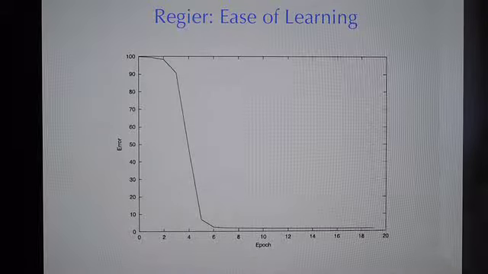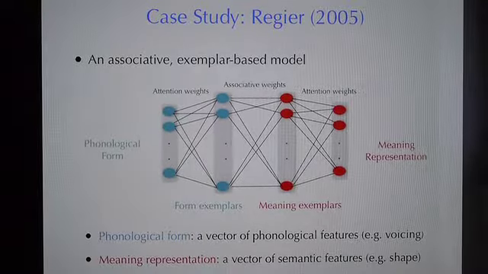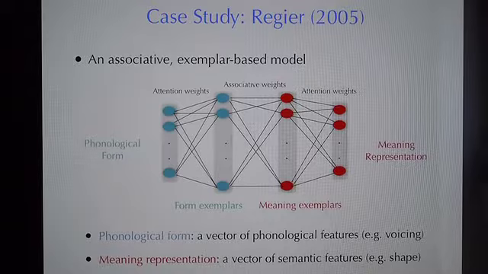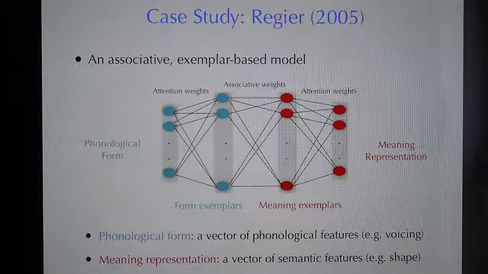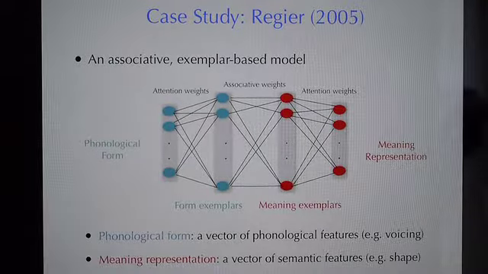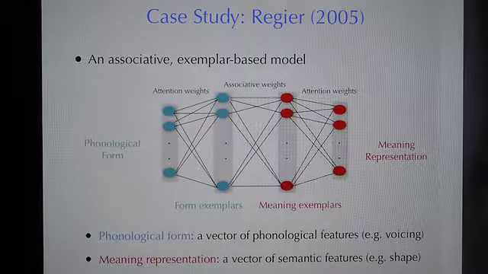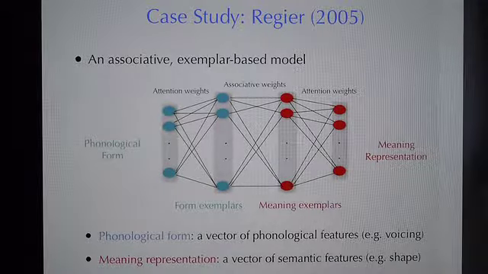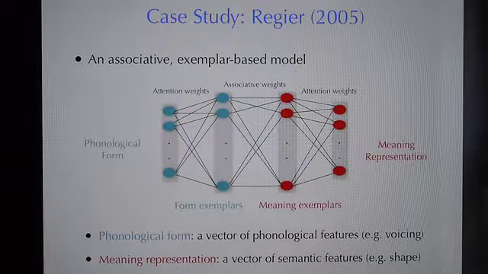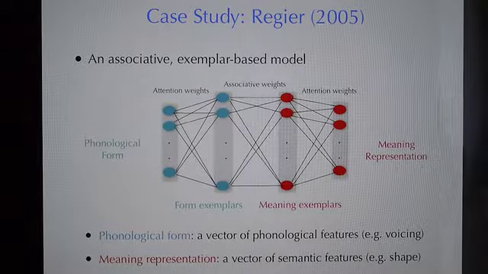So what Regier does is train the model by giving it a phonological form, letting it predict the meaning representation, and then giving it feedback. If the model has made errors, then it has to readjust all these weights so that next time it sees the same form, it can generate the correct meaning, or at least something closer to the correct meaning. And he also trains the model from the other side. He gives it a meaning representation, lets it produce phonological forms, and then adjusts the weights based on how far the predicted form was from the correct or ideal form.